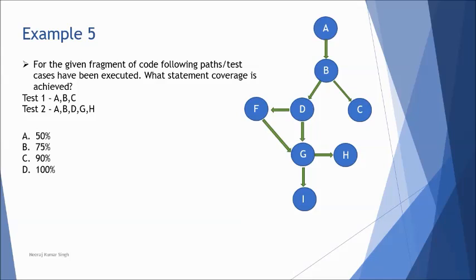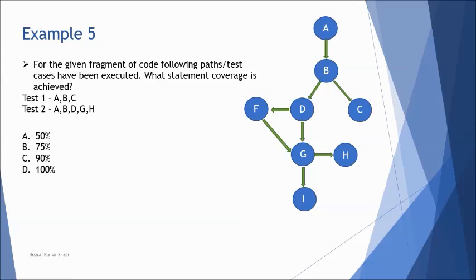So for a given fragment of code, the following paths test cases have been executed. What statement coverage is achieved? And the tests are like this, and the diagram will be provided to you. Now if you see here, we've got A, B, C, then A, B, D, G, H, and I. All the circles you see are called nodes. Anything which is enclosed, we will call statements. And the directions are called decisions.